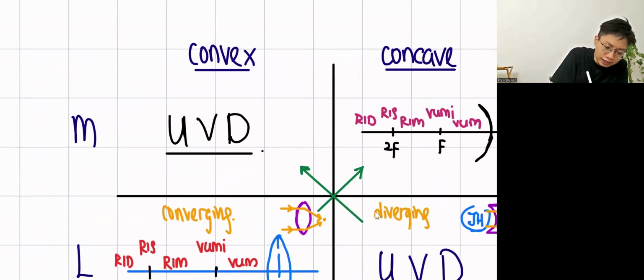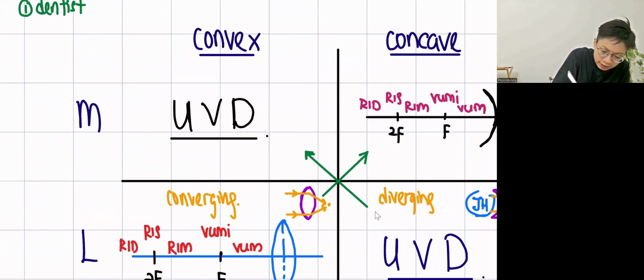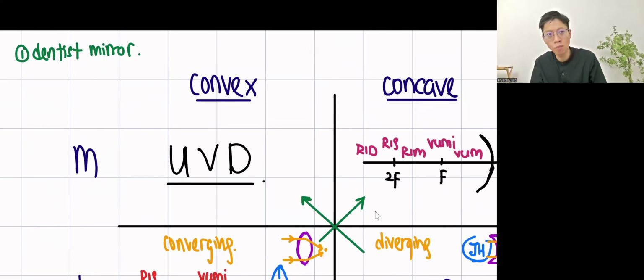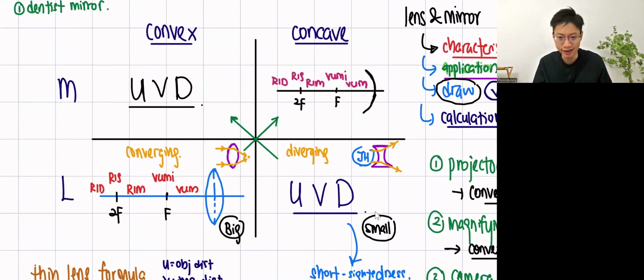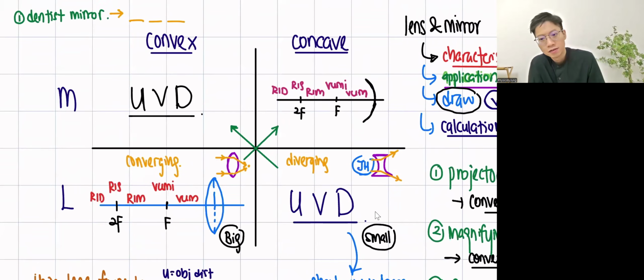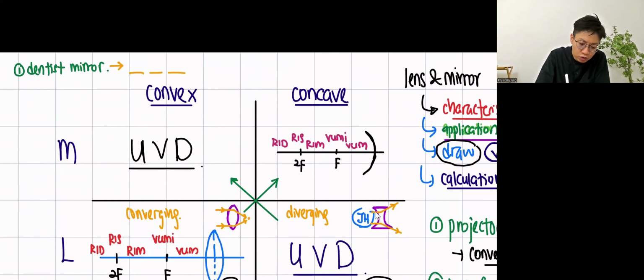Guys, do you all know what a dentist mirror is? If you go and see a dentist, they will put a mirror into your mouth, right? To see your teeth. So usually that mirror is what mirror? Is it a convex mirror or a concave mirror? Guys, when the doctor looks at your teeth, do they use a convex mirror or a concave mirror?